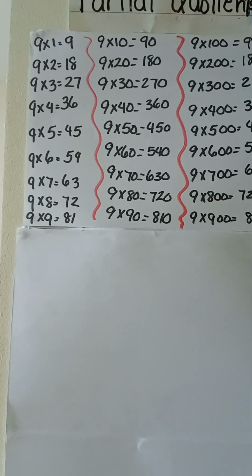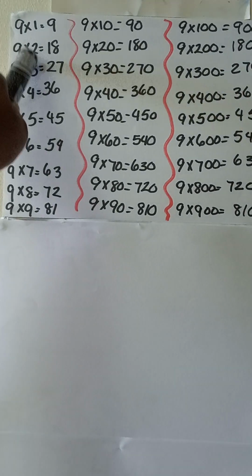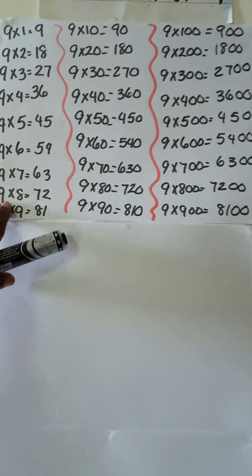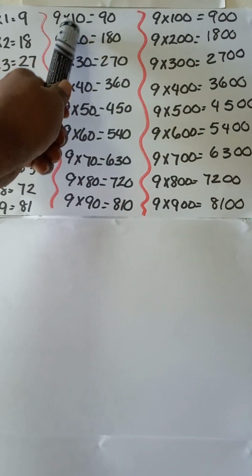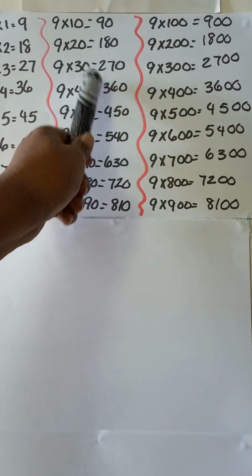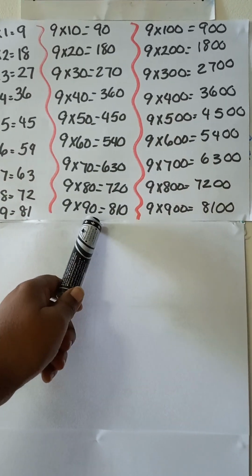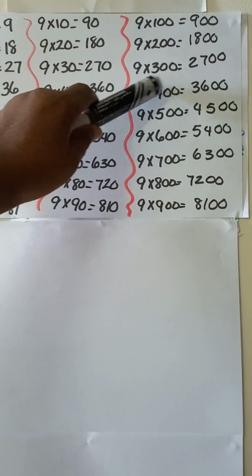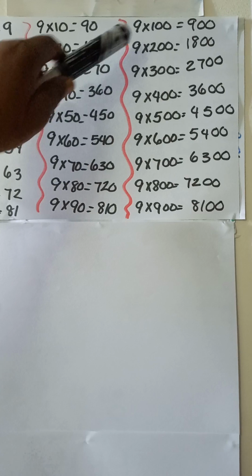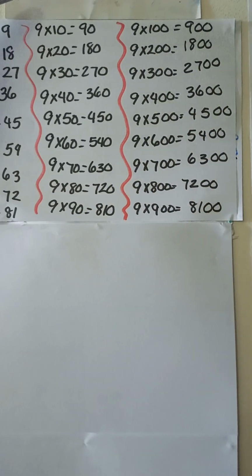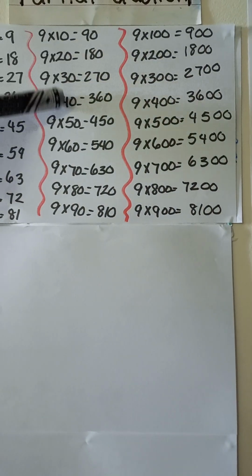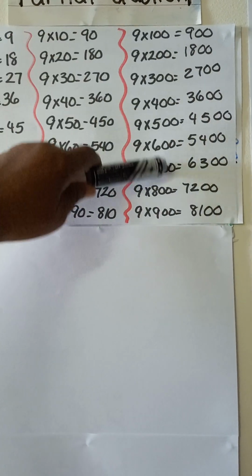Okay, so I have my 9 times tables here. 9 times 1 is 9, 9 times 2, 9 times 3. And then I have the multiples of 10, 9 times 10, 9 times 20, 9 times 30, all the way down to 9 times 90. Then I have 9 times 100, 9 times 200, 9 times 300. When you're finding partial quotients, you want to use the multiplication fact, then you want to use it in multiples of 10s, then you want to use it in multiples of 100.